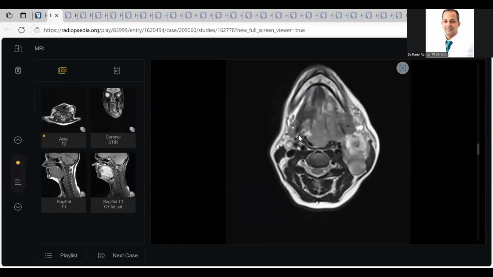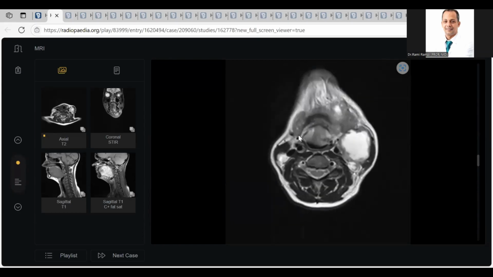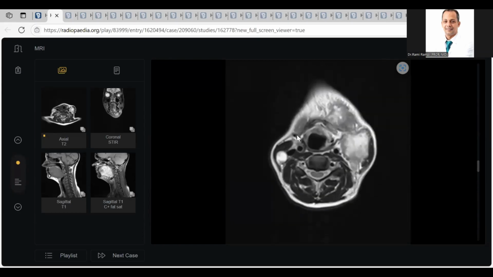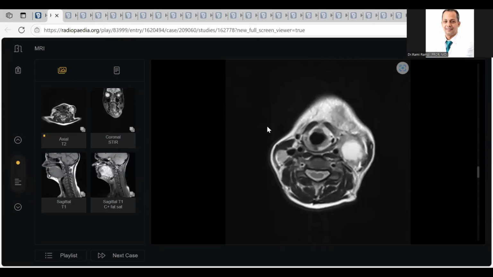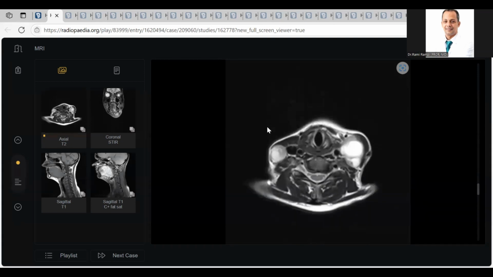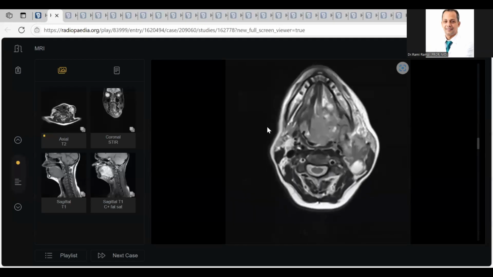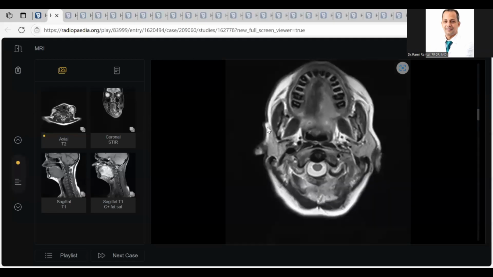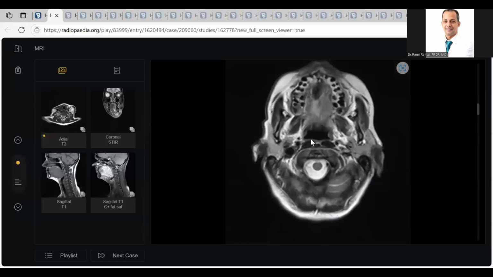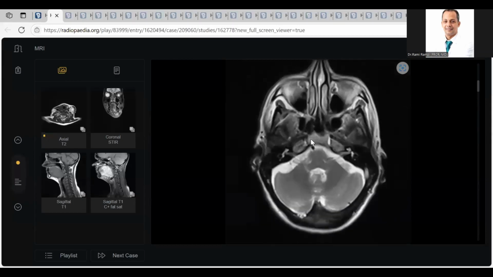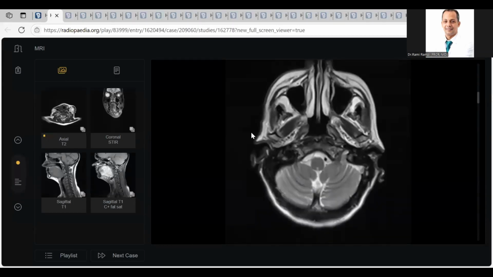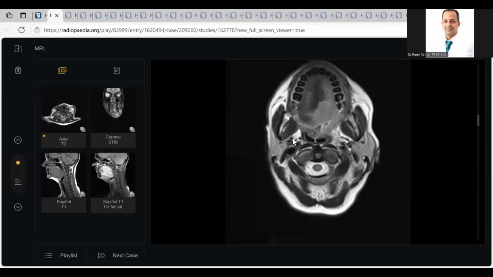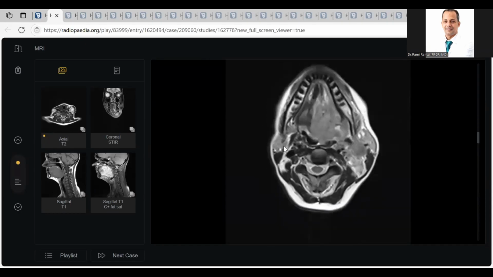As I scroll, I can appreciate well defined rounded nodules in the region of the neck, predominantly involving level 2A. I would like to review this on the post contrast images and diffusion restriction to look for any restricted diffusion and enhancement in the tongue. So this is likely a case of one minute.